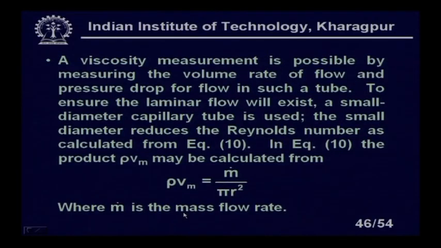Viscosity measurement is possible by measuring the volume rate of flow and the pressure drop for flow in such a tube. To ensure that laminar flow will exist, a small diameter capillary tube is used, and the small diameter reduces the Reynolds number as calculated from equation 10. In equation 10, the product rho V_m may be calculated from rho V_m equal to m dot by pi r square, where m dot is the mass flow rate. V_m is the mean velocity of the fluid inside the capillary tube, multiplied by rho, which will give you the mass flow rate divided by pi r square.